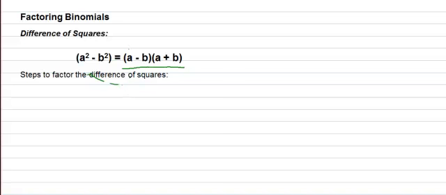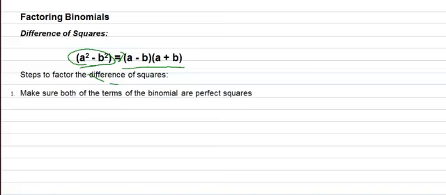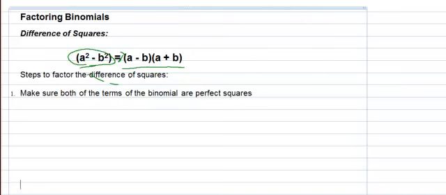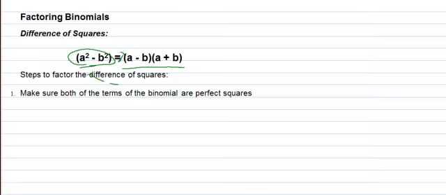So let's talk about the steps to get from this to this. The first thing that we want to do is make sure both of the terms in your binomial are perfect squares. So let's talk about this for just a minute. Hopefully for the numbers, that's not so big of a deal. But what we do need to remember is that everything has to be a perfect square in both terms. So that means the variables also have to be perfect squares. So we better know how to identify variables that are perfect squares.